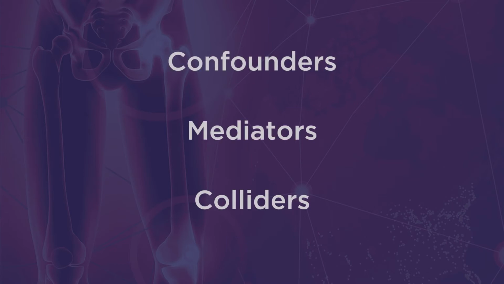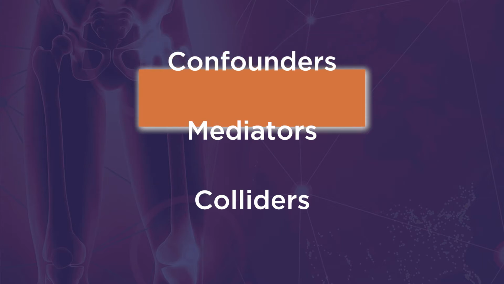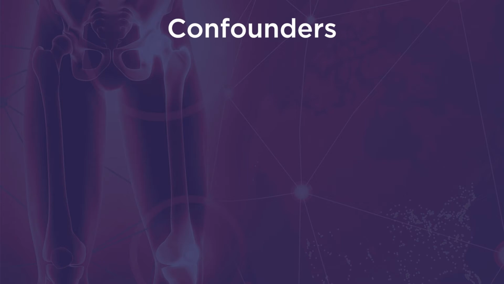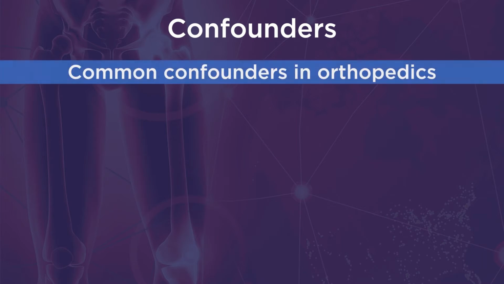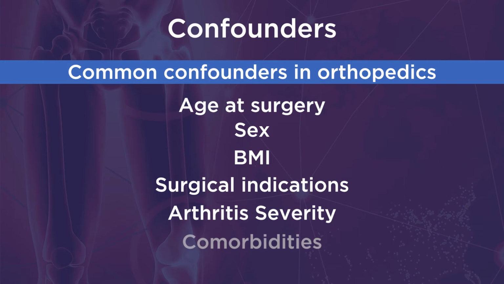The most common types of additional variables controlled for in analyses are confounders, intermediate variables, also known as mediators, and collider variables. Let's look at each one of them individually. A confounding variable distorts the true relationship between exposure and outcome if not adjusted for in the analysis. Common confounders in orthopedic research include age at surgery, sex, body mass index, surgical indications, arthritis severity, and comorbidities.